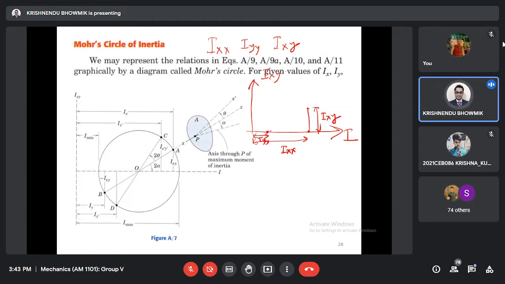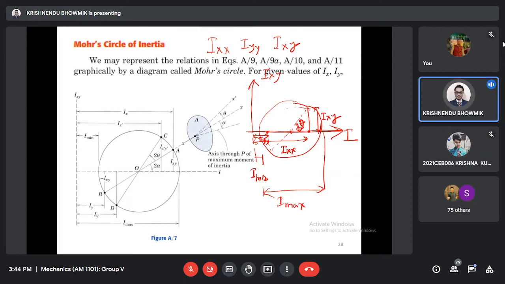Then between these two points there will be one center. Draw the circle with this center. If you draw this circle this way, you will get I minimum here, and this distance will be I maximum. This is the principal axis. And if you extend this, this is actually not theta, it is 2 theta.